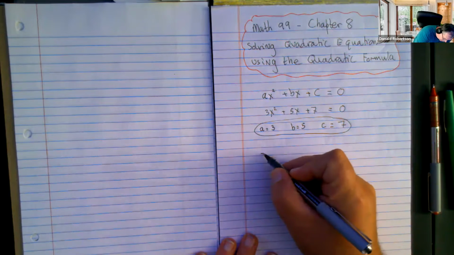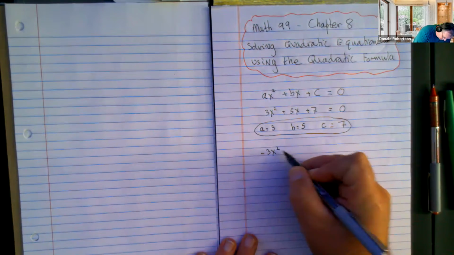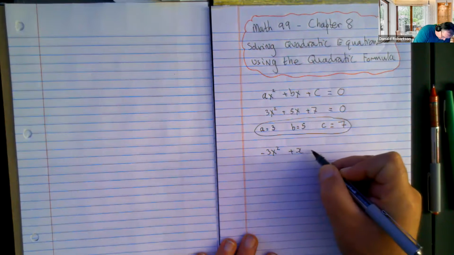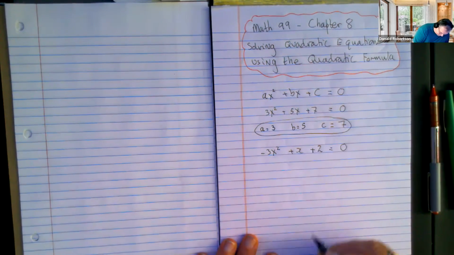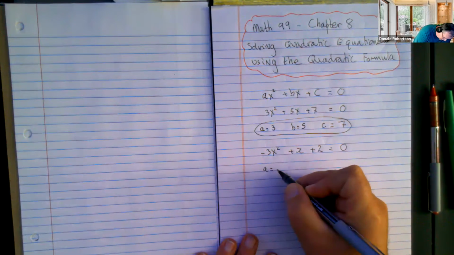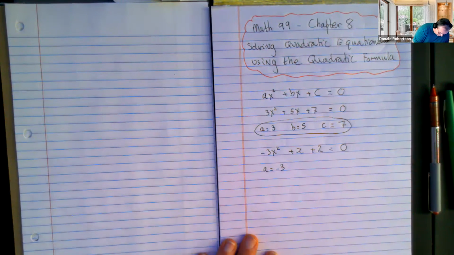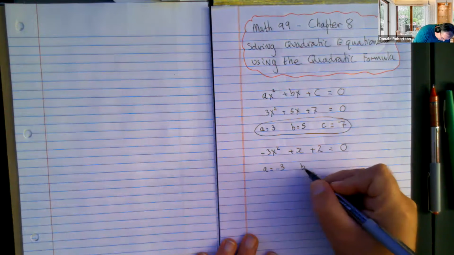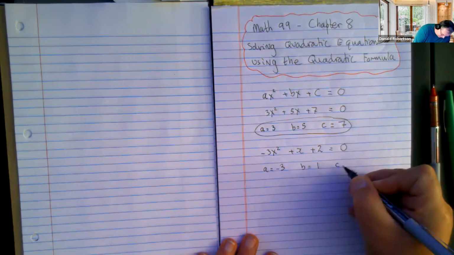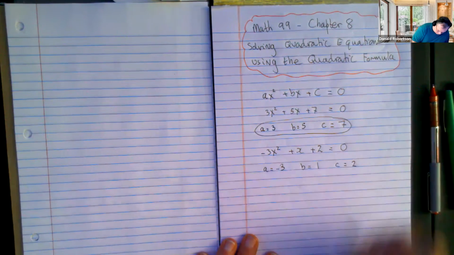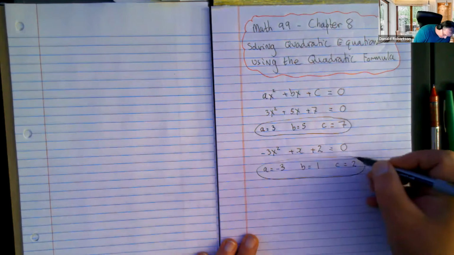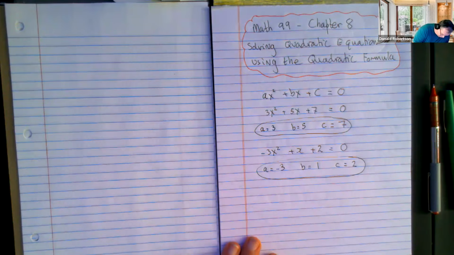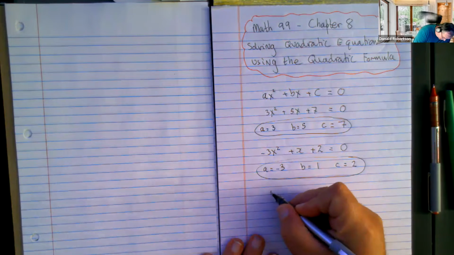Now, another example could be negative 3x squared plus x plus 2 equals 0. In this case, a would be the coefficient of x squared, negative 3, b would be 1, and c would be 2. And those would be the values that we would use in our formula once we get to see what that formula is.